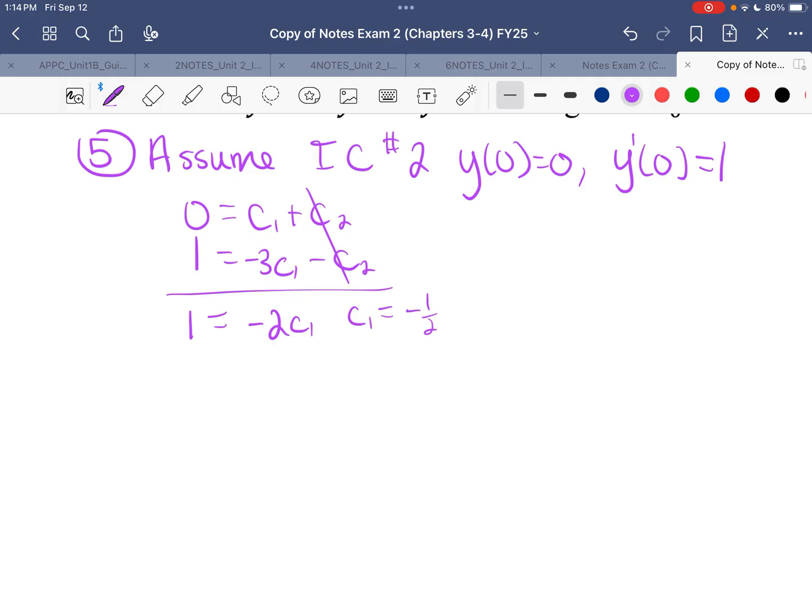Okay, so we get C1 is equal to negative 1/2 and C2 is equal to 1/2.